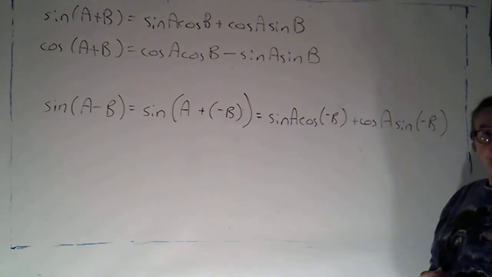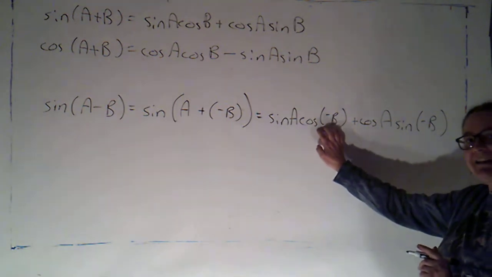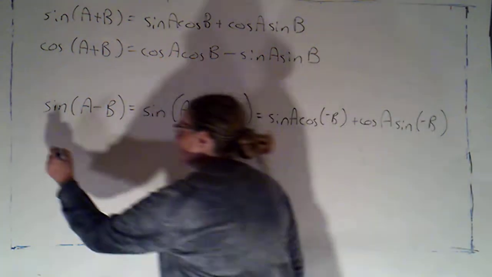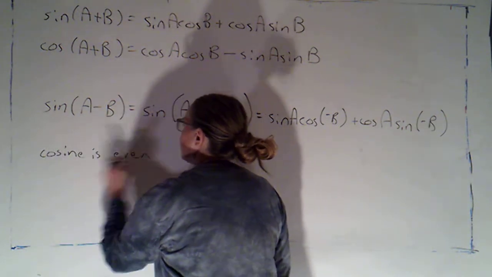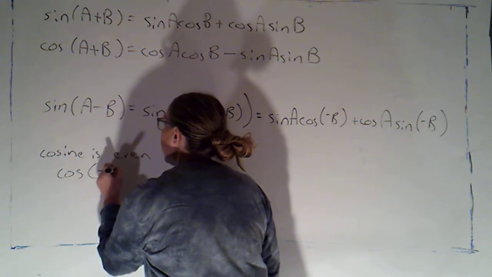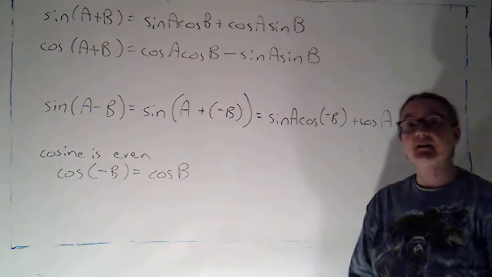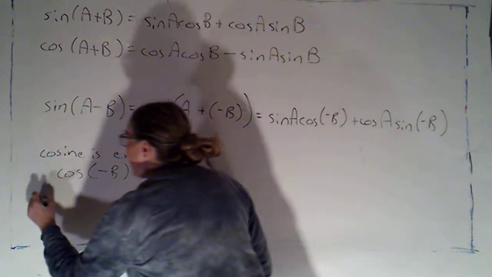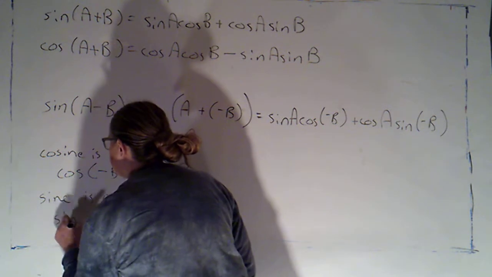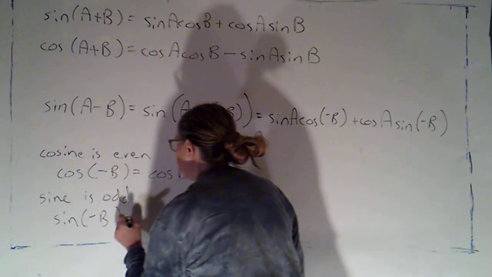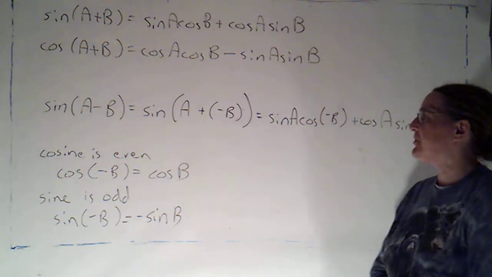And then I can simplify things even further because I can remember that cosine is an even function. So since cosine is even, remember that means that cosine of negative b is the same as cosine of b. Opposite input gives me the same output. And sine, I want to remember, is odd, so that means that sine of the opposite of b is the opposite of sine b. Opposite input, opposite output.